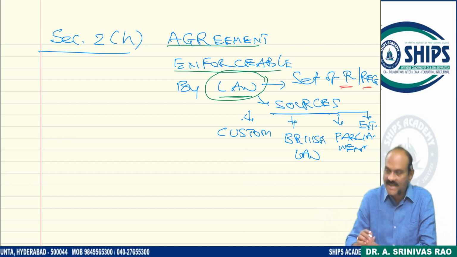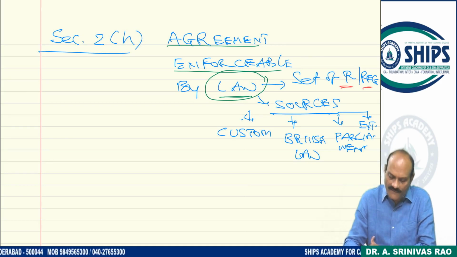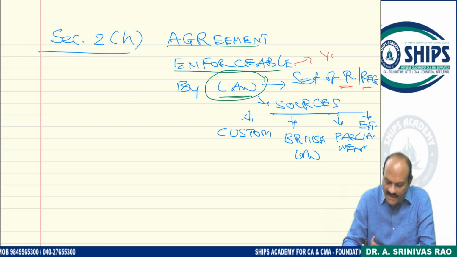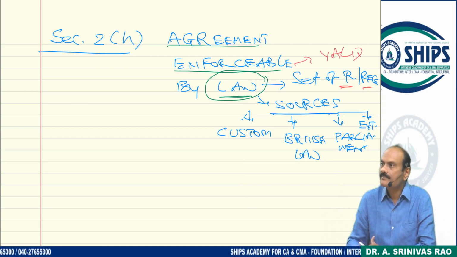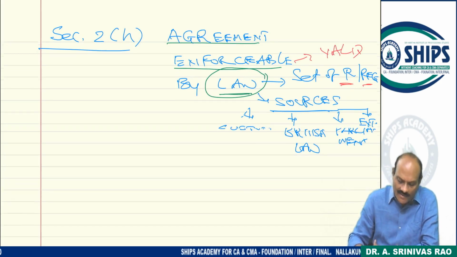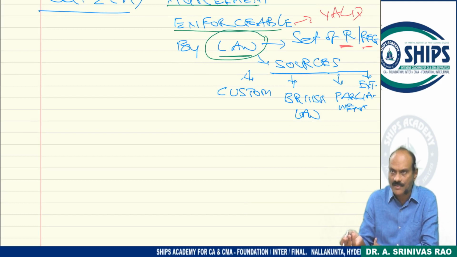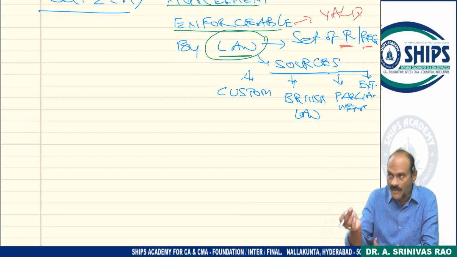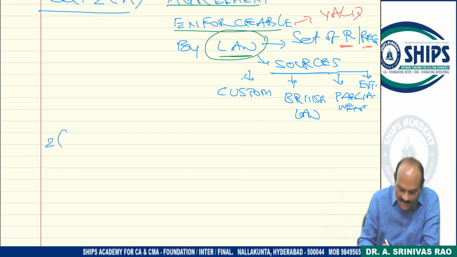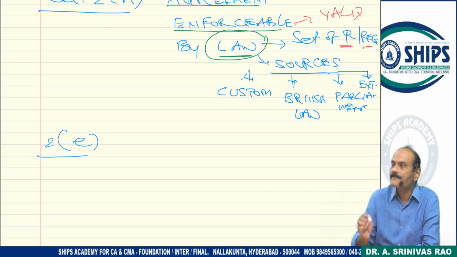Fine. Other one is enforceable. What is the meaning of enforceability? It is enforceable means it is valid. Enforceable means valid only. Now tell me guys, what is an agreement? You know, law means we know, enforceable means we know. Now what is an agreement? Agreement means according to section 2, subsection (e).